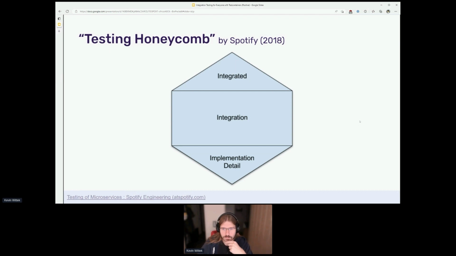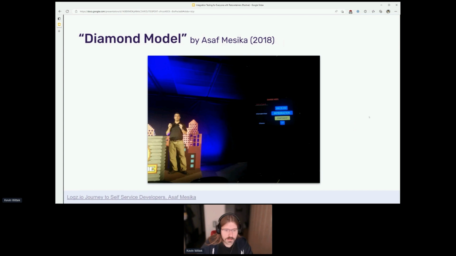in my opinion. And this idea has found some traction in the community. We have other companies advocating for similar test suite distributions that work very well for them. Here we have Asaf, who is talking about the diamond model they were using at Logz.io, with similar reasons, saying, okay, testing the microservice in an integration test way gives the developers high confidence that what they are doing is correct.